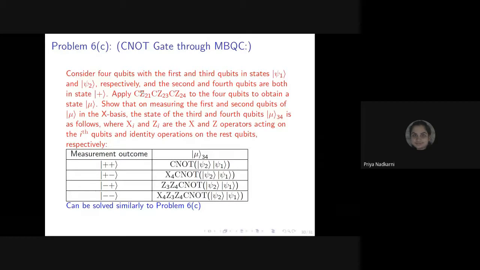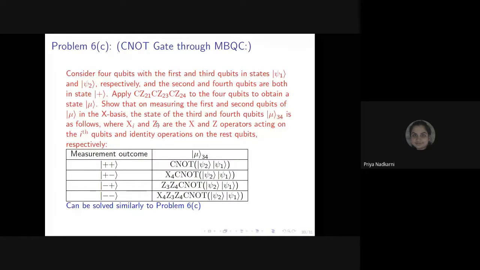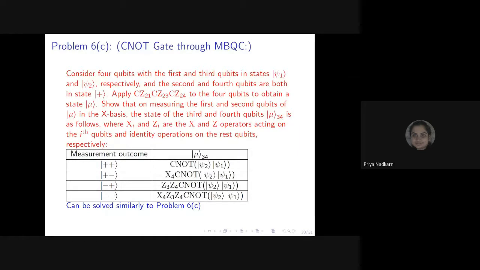And for these CZ operations acting upon these plus states, you could use, I think, part B of the question. And as we are able to implement the single qubit gates and the C naught gates through MBQC, hence we can implement any quantum gate using MBQC, and hence MBQC is a universal quantum computation technique.